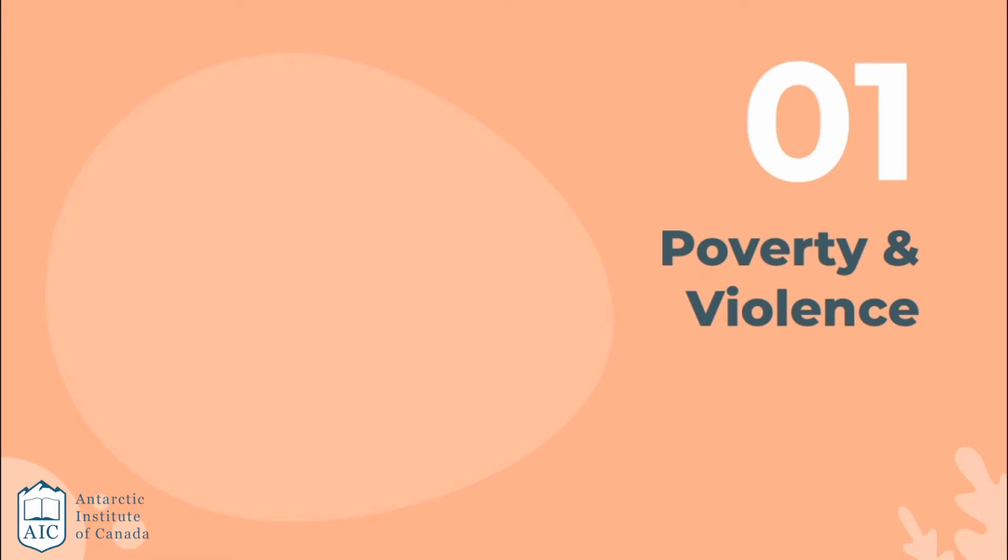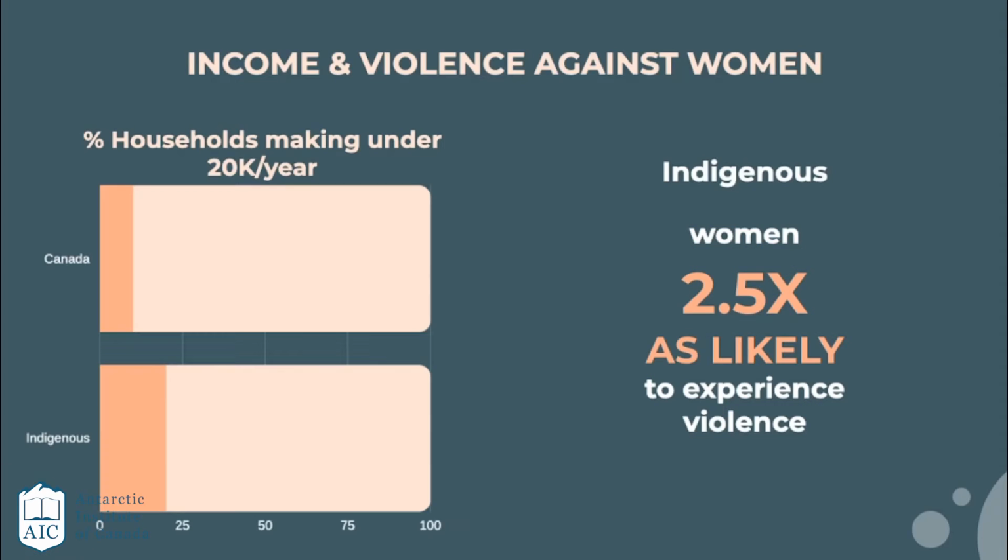The first determinant we're going to talk about is rates of poverty and violence for the Indigenous population. Poverty has an effect on all the other determinants I'm going to talk about, including healthcare access and food security. As you can see on the left here, 20% of Indigenous households make under $20,000 per year. The reasons for this are complex, but generally the main causes are a lack of economic opportunities in remote communities and low educational attainment due to systemic barriers. The pandemic has further reduced employment opportunities, so communities that were already struggling economically will be even more greatly impacted, not just during the pandemic, but will also struggle to recover post-pandemic.